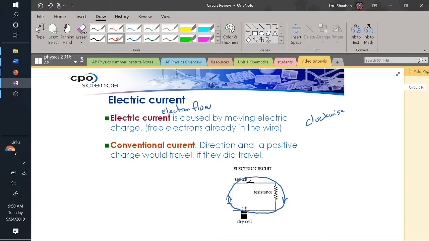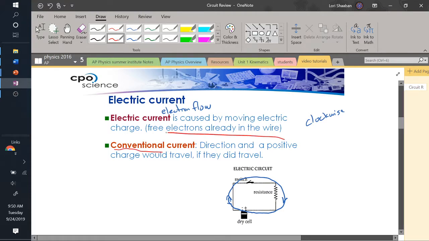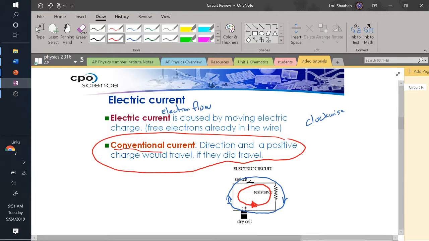In conventional current, which is the one we use, so I'm going to circle it really big, the direction a positive charge would travel. So I put a positive charge and I look to see like charges repel, and so it's going to go around the other direction. Remember, that's the only reason why we write it out. The direction a positive charge would go is because they didn't know what was moving when they first figured out about electricity.